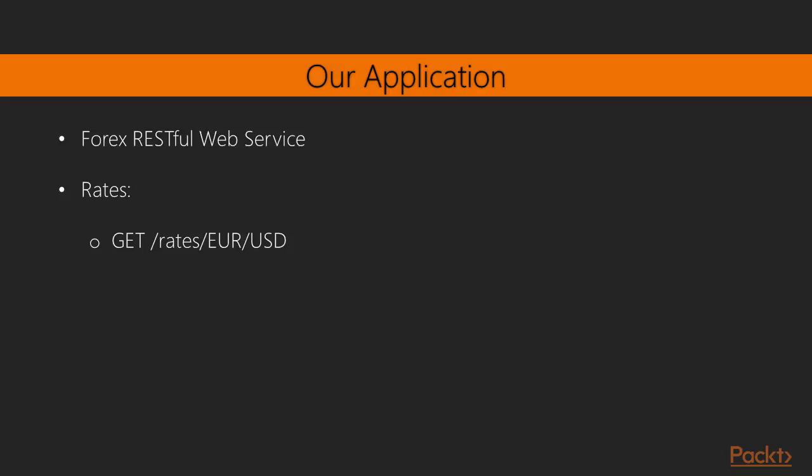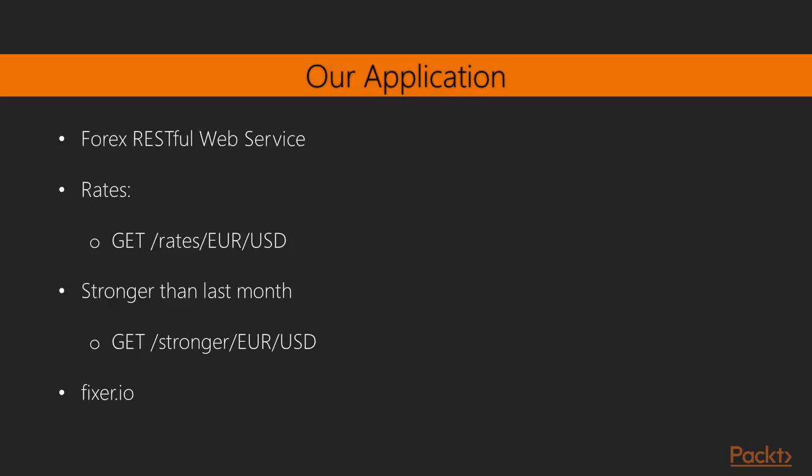The second functionality is to decide whether a rate is stronger now than its value from the last month. Is the euro stronger than 1 month ago? For that, we will use another GET request to that endpoint, and we will send a boolean back. We are going to use an external API to get the rates of the currencies. We are going to use fixer.io, which is free and doesn't require user authentication. You can get more information on its website.